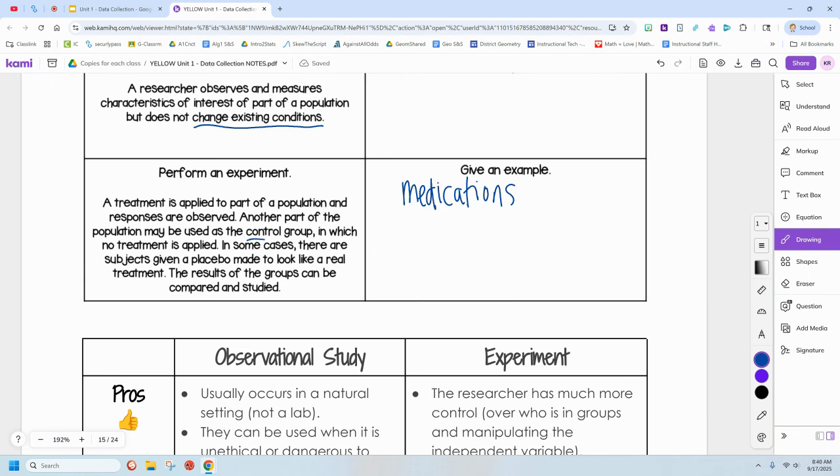So having that control group is a big idea. There's also the idea of a placebo that you might be given, so we can really make sure that the result is happening because of the medication itself. And so the appearance of taking a medication is important.